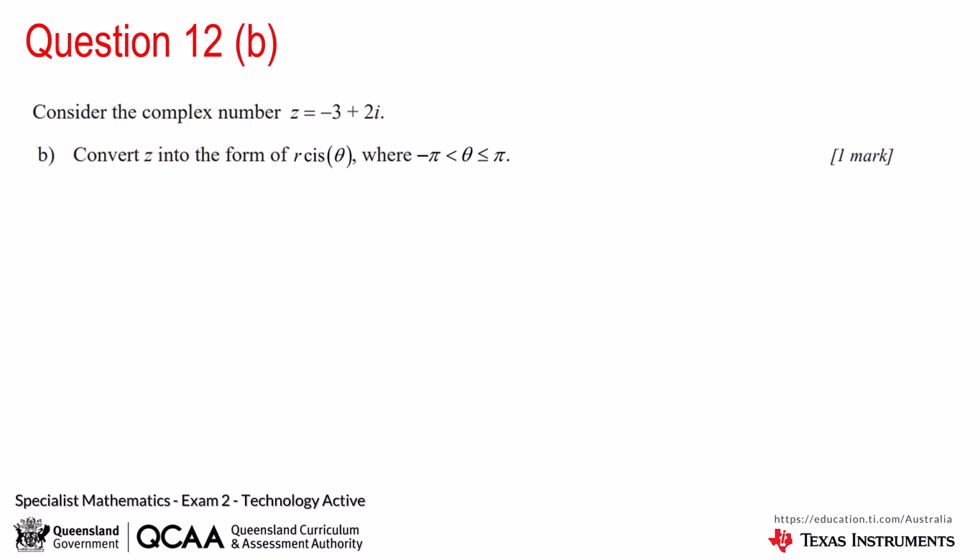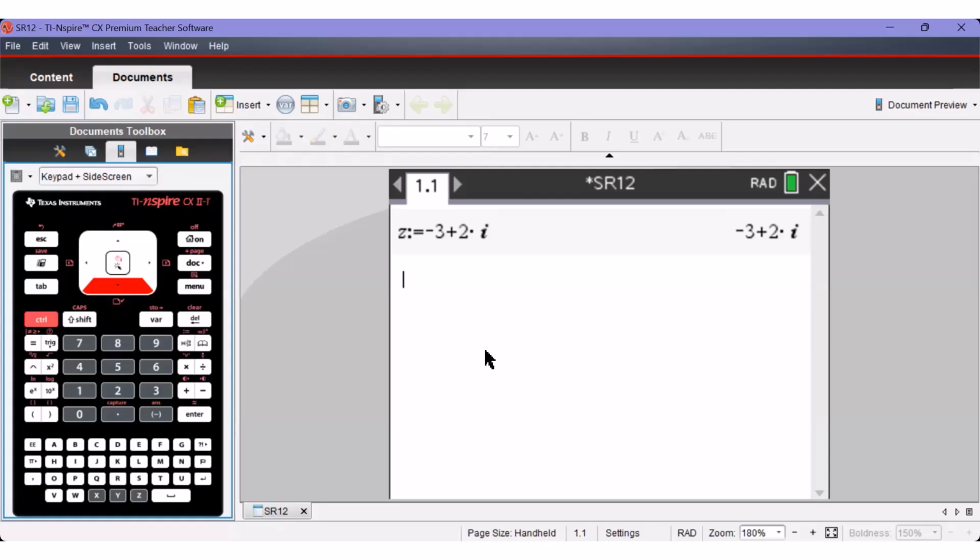Question 12b is worth 1 mark. And here we are asked to convert z into the form r cis theta, where theta belongs between -pi and pi, not including -pi. So what we are going to do is take our complex number z and convert it into polar form.